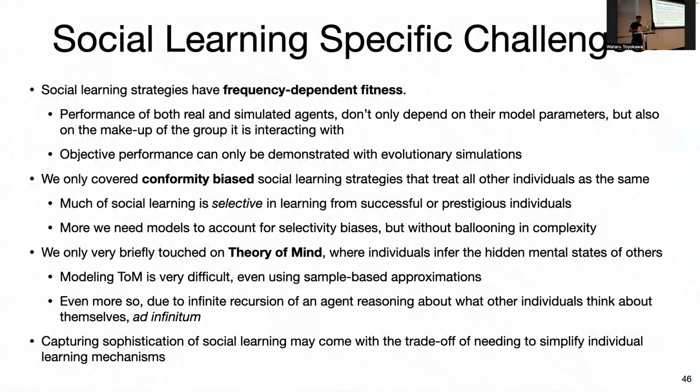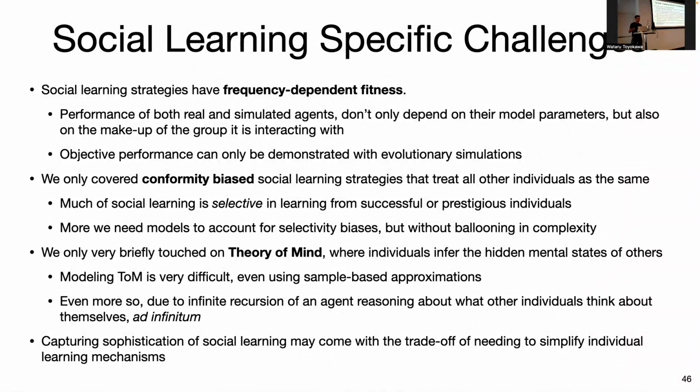We also mostly focused on very simple social learning strategies, such as those based on conformity bias, where we essentially treat all individuals as the same, right? We're only looking at the frequency of choices that are made by the group. But in practice, much of social learning is selective, right? Based on successful or prestigious individuals. And it's also maybe adaptive. We're copying when we're uncertain, but maybe we're relying more on individual information when we're confident.